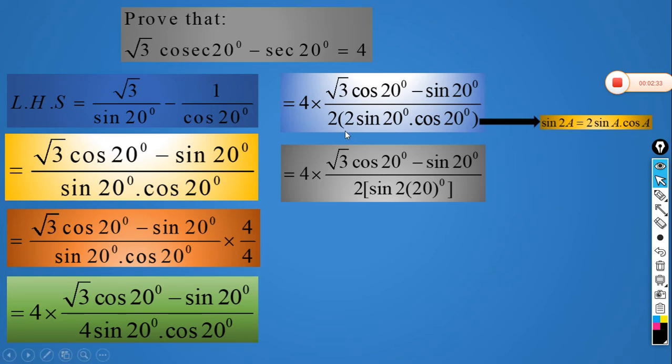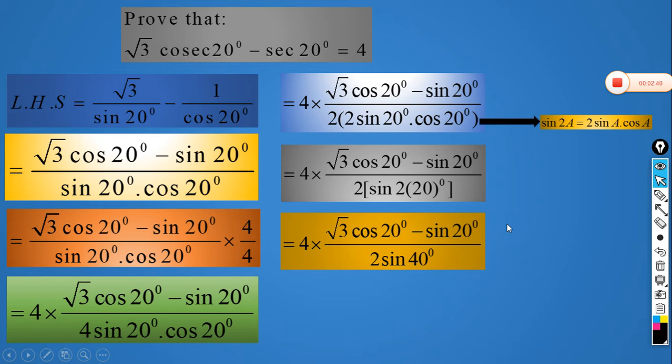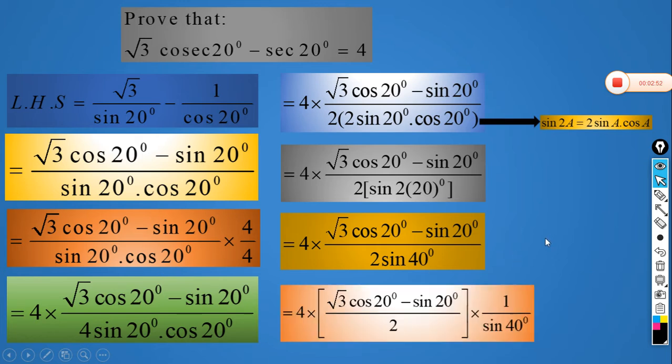So in this step, 2 sine 20 degree into cos 20 degree can be written as sine 2 times 20 degree. So this now becomes 4 into root 3 cos 20 degree minus sine 20 degree divided by 2, which was already there, and sine 2 times 20 degree becomes sine 40 degree. So in the next step now, I do a little bit of rearrangement here.